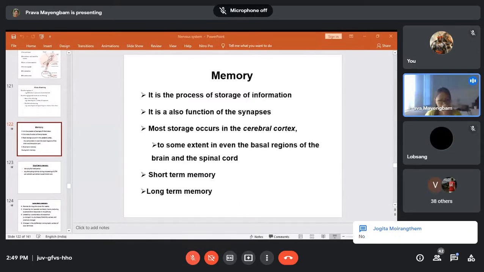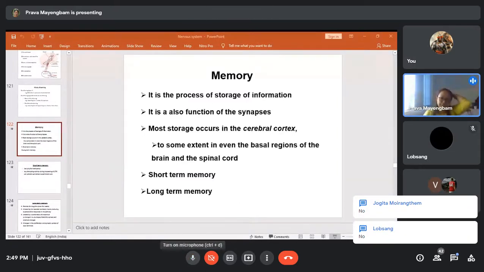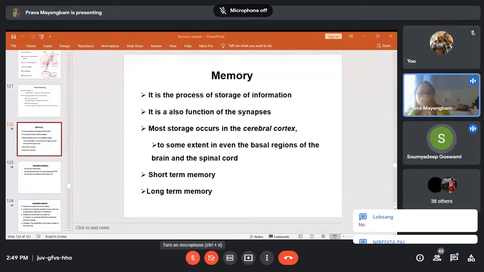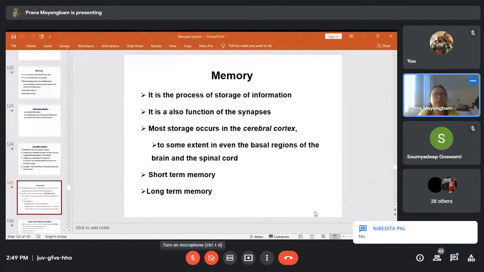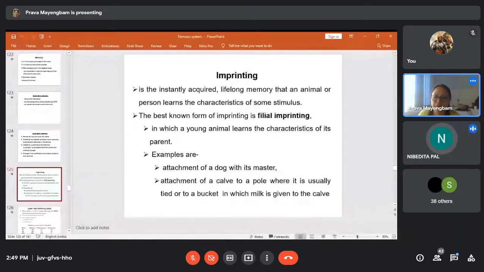Okay. Then another term is imprinting. So imprinting is also, yes. Wait. We are still in memory. Imprinting. Can you see imprinting now? Yes, ma'am. Okay, from short-term memory. Can you please repeat the slides? Short-term memory.